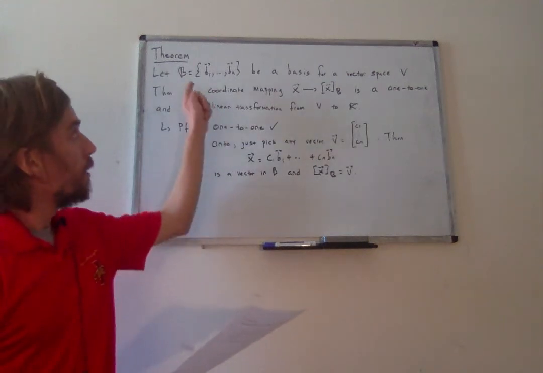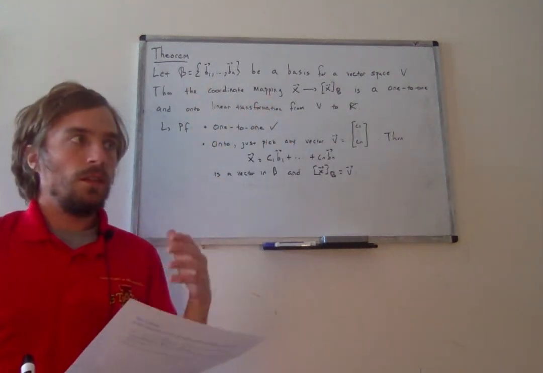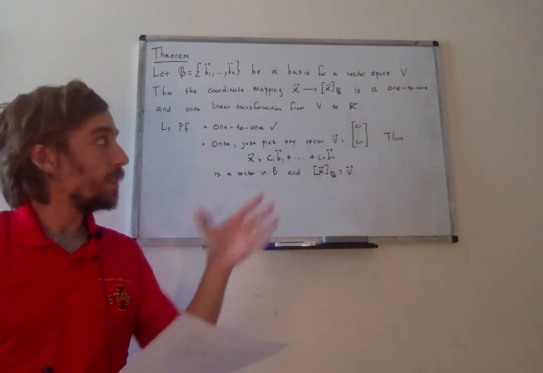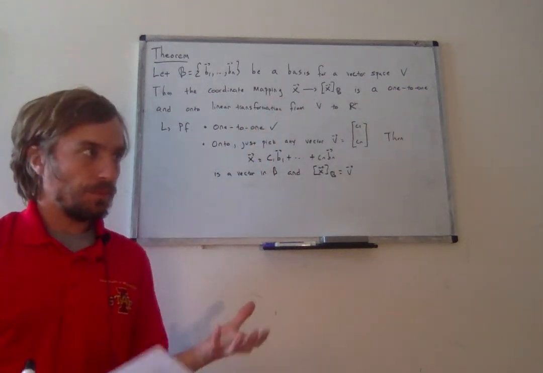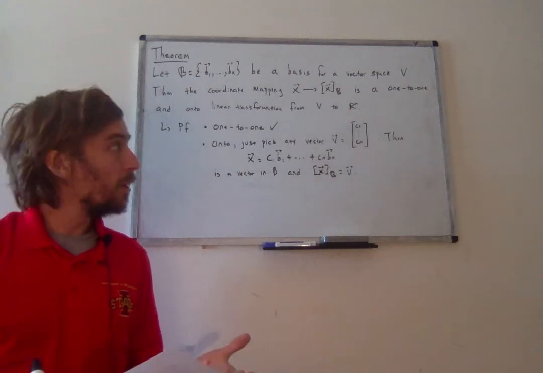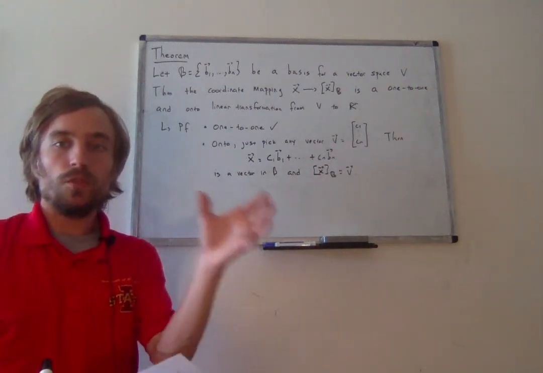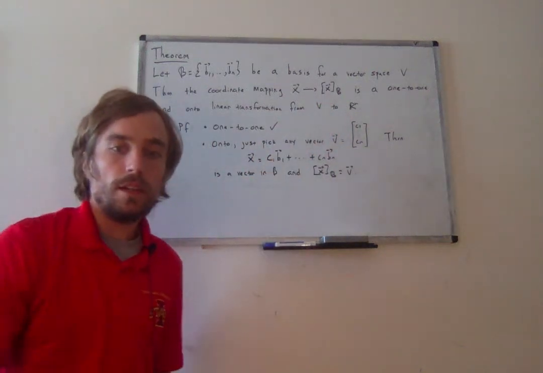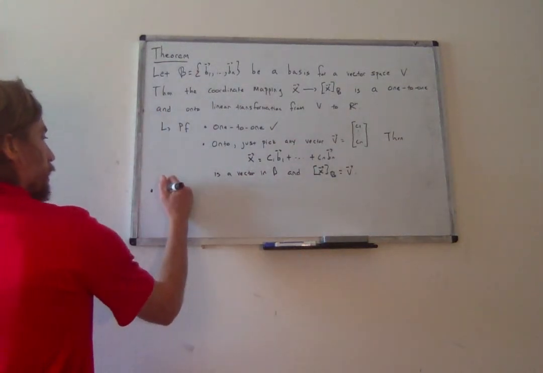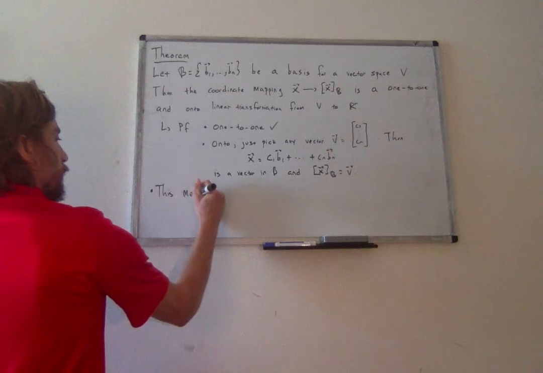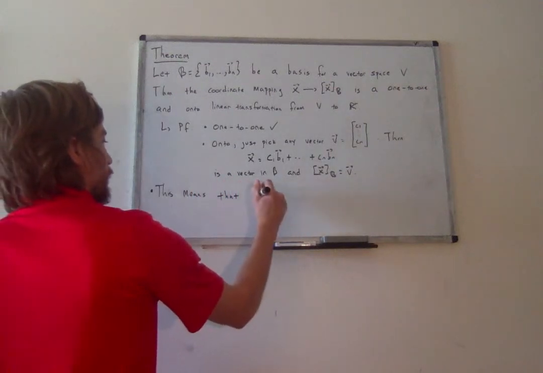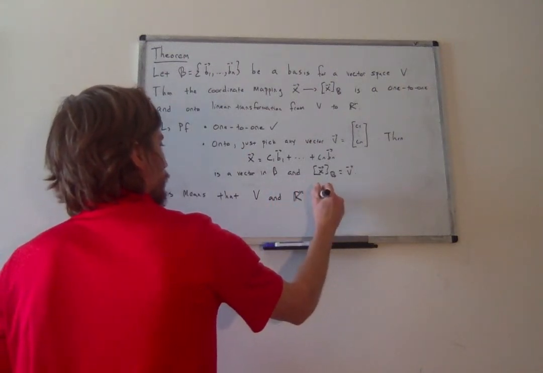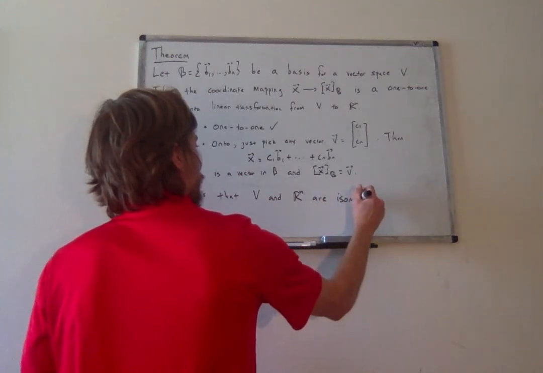And so in this way, V and Rn basically are, as vector spaces, kind of the same. We showed that this transformation is linear, that it preserves how the operations work together. This transformation is one-to-one, so it assigns one vector to one vector, and it's onto, so it doesn't miss any vectors in Rn. So we have a name for this. We say that V and Rn are isomorphic.